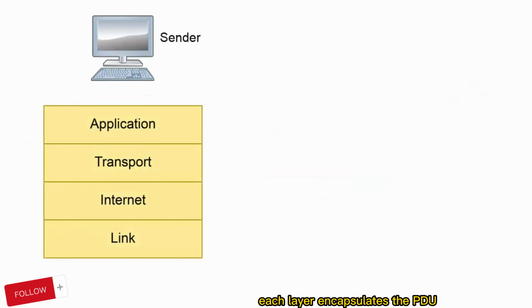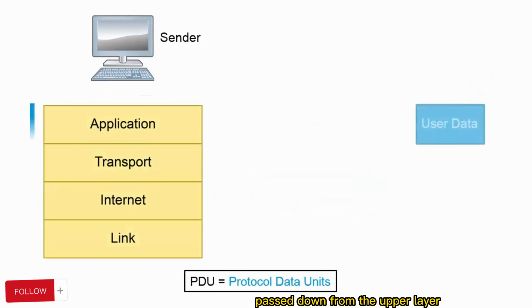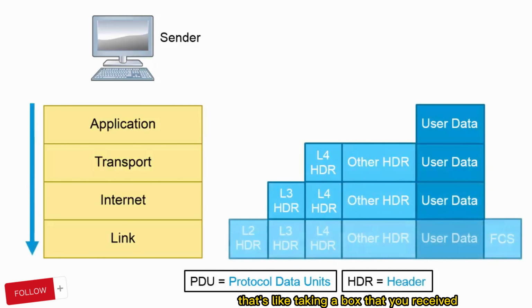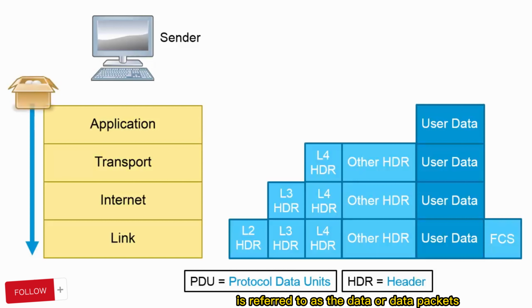Each layer encapsulates the PDU passed down from the upper layer and adds its own specific information to it. That's like taking a box that you received and putting it inside your own box that has specific sending information. And then you take the whole thing and ship it to your friend. The information that is sent on a network is referred to as the data or data packets.